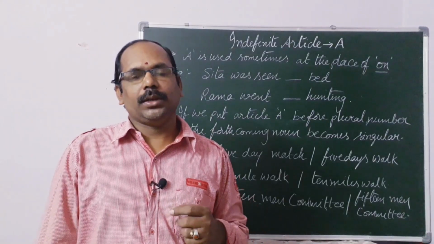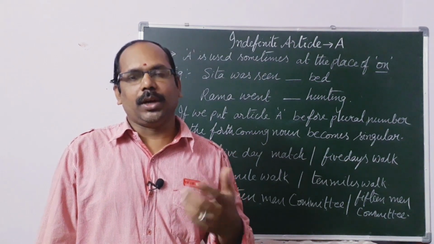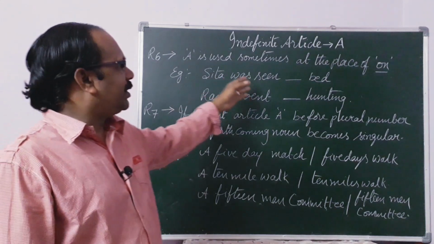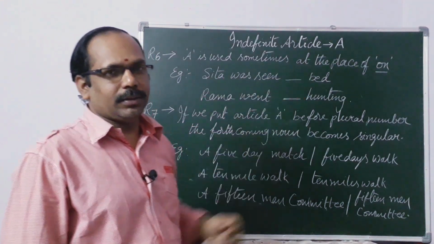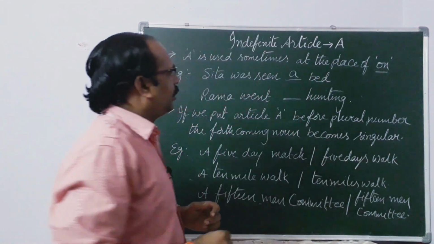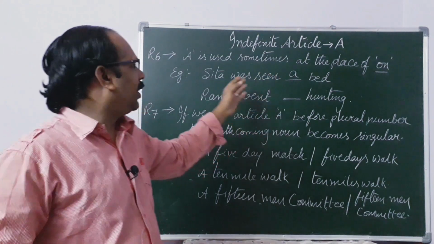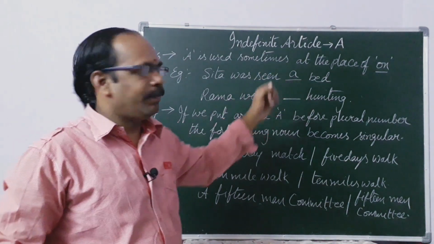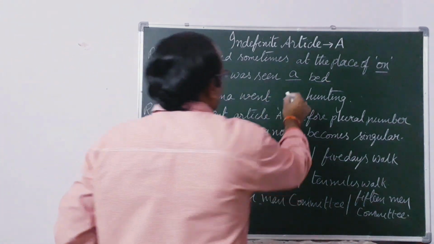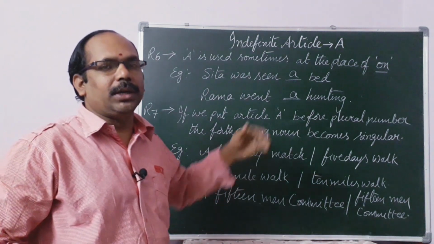Next rule: a is used in the place of on. For example, Sita was seen on a bed. Here we have to write a bed, which means Sita was seen on bed. And the next one, Rama went on a hunting. Went hunting means went on hunting.